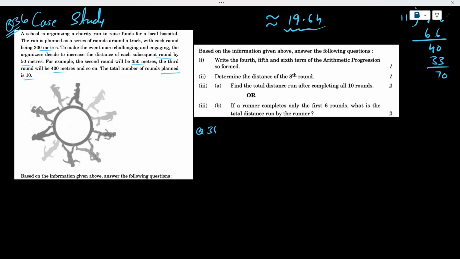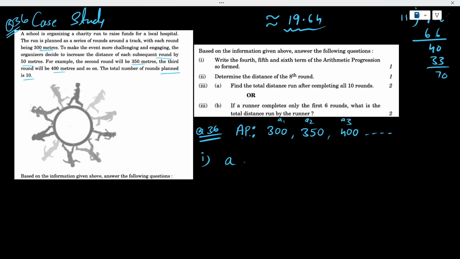Now you can see that it is based on arithmetic progression. So you'll start with question number 36. It is going to be your AP here. What is going to be the AP? Starting from 300 meters, then the next round increases to 350 meters, then 400 meters, and so on. Now what was the first question? It says, write the fourth, fifth, and sixth terms of the arithmetic progression. So A1, A2, A3, right? These are A1, A2, A3. So what is going to be here? How do we get it here?